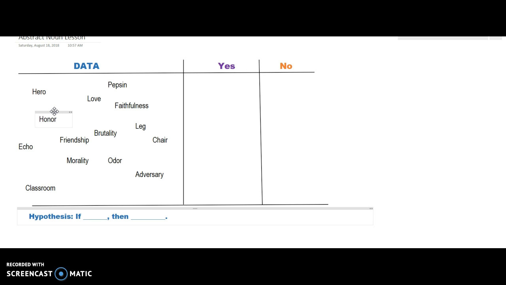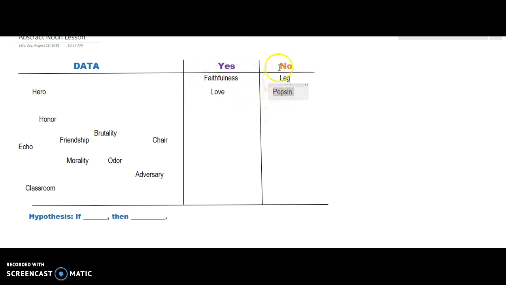Let me show you an example and a non-example. Let's do faithfulness. Faithfulness is a positive example. Leg is a negative example. Since we talked about how faithfulness and love are both fruits of the Spirit, let's categorize love. Love is a positive example. Pepsin, that someone noticed, is a negative example. Are you already seeing a pattern? What makes the no column no? What makes it different than the things in the yes column? Keep it to yourself for now.